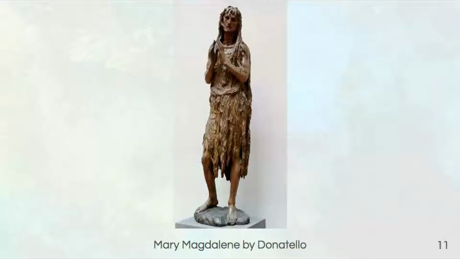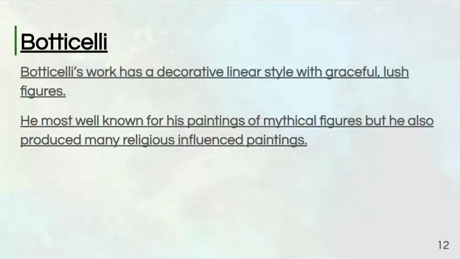And here we have his sculpture of Mary Magdalene, and this one in particular has a roughness to it, and part of this is due to the biblical story of Mary Magdalene. He wanted to show her penitence. He wanted to show how she had changed her life and committed herself to the Word of God after her previous incarnation in the Bible.